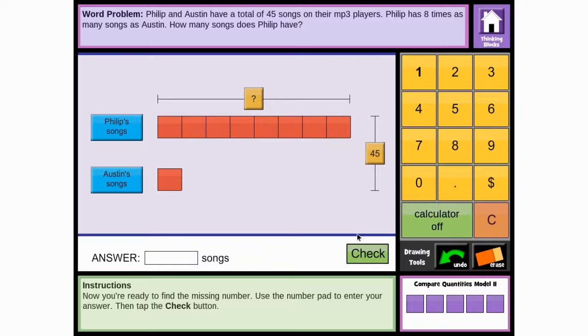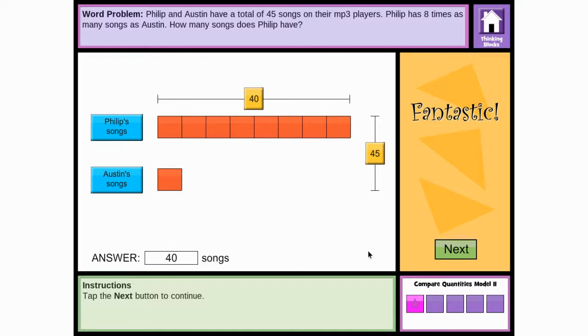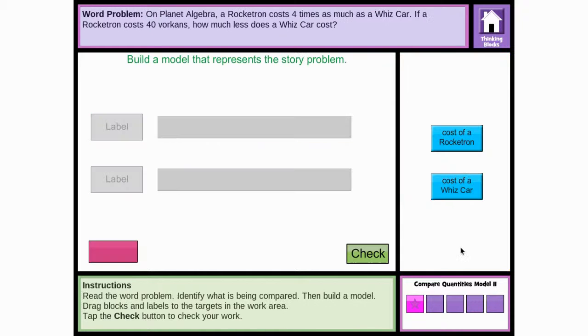So I'm looking for how many songs Philip has. I know that all together there are 45 songs, and there are a total of 1, 2, 3, 4, 5, 6, 7, 8, 9 units. Each of my units are equal, so 45 divided by 9 is 5. Each of these units is a value of 5 songs. So Philip has 8. Each has a value of 5, so 8 times 5 is 40. That means that he should have 40 songs on his MP3 player. And I got it correct. So then they would go on to the next problem.